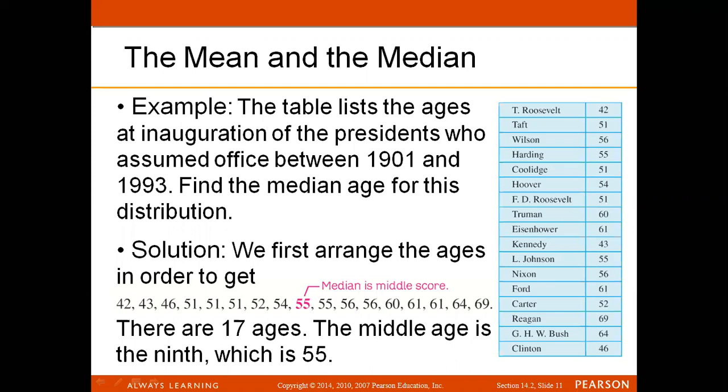There are 17 ages, an odd number. The middle age is the 9th. So half of 17 evenly would be half of 16, which is 8. And so the 9th entry, which is 55, is our exact middle. If we tried to cut the list as it's written pre-sorted, 1, 2, 3, 4, 5, 6, 7, 8, 9, we would have picked Eisenhower at age 61, and we would have been incorrect. So the median is the middle of the sorted list.